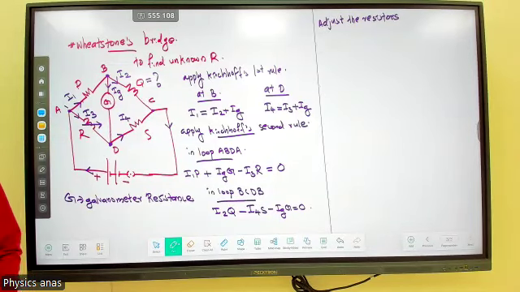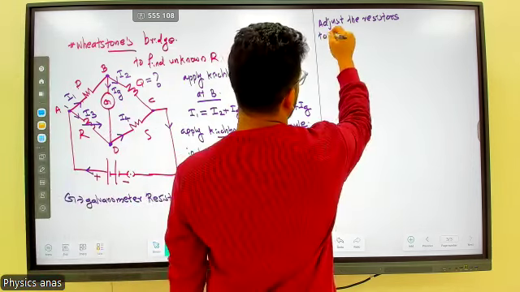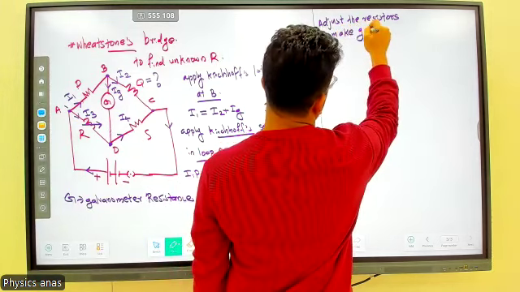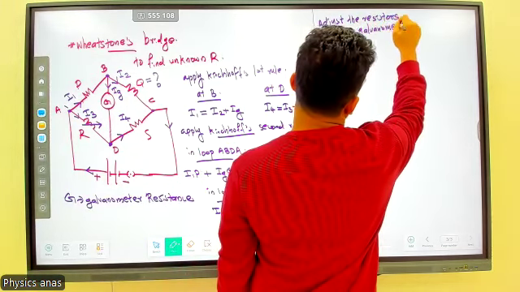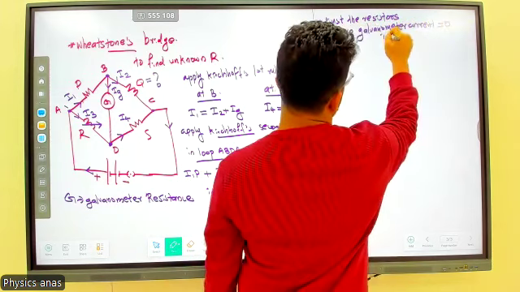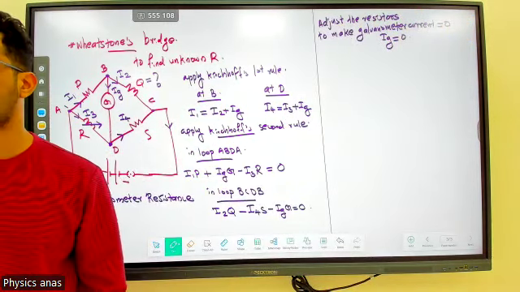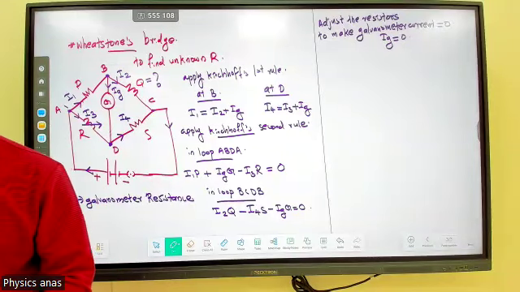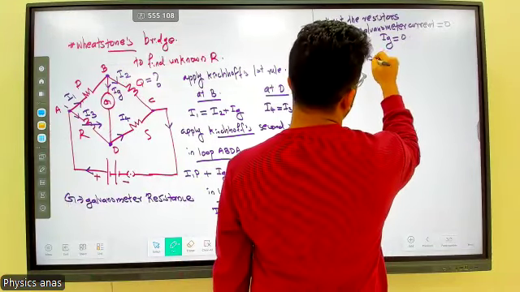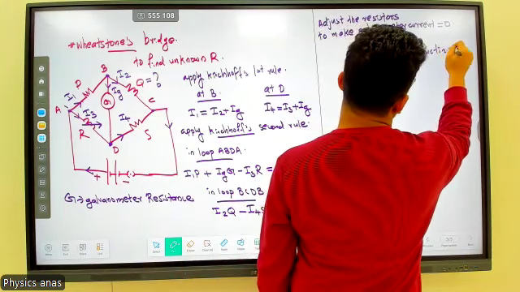We are adjusting the resistors to make the galvanometer current 0. That's Ig is equal to 0. It has a name. What is the name of the condition? Balancing condition. So that bridge is balanced.